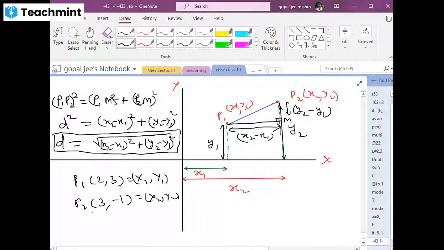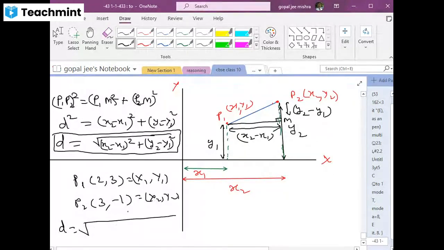Okay, because there is a simple formula, students always make mistakes in putting in values, so that confusion should be removed here. You see the value of x1 is 2 and y1 is 3. Here the value of x2 is 3 and y2 is minus 1. You just have to determine the distance. So you will just put these values in this particular formula.